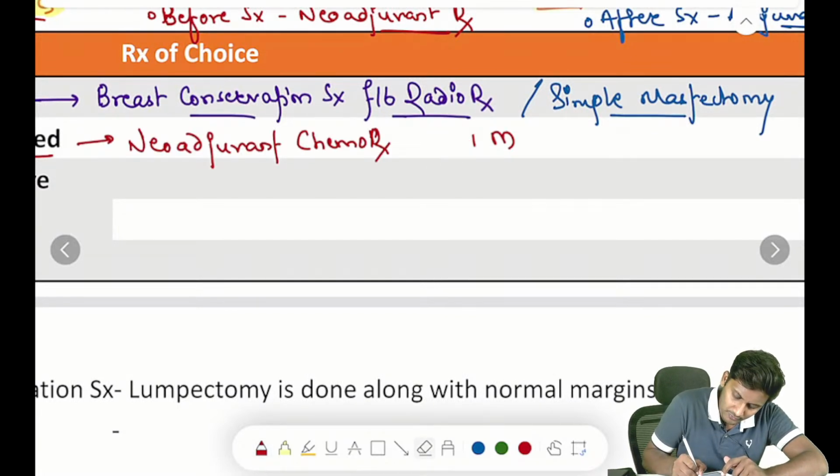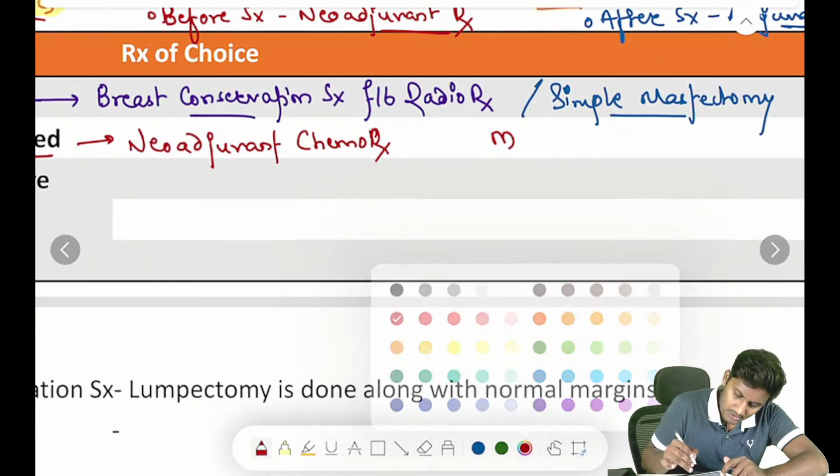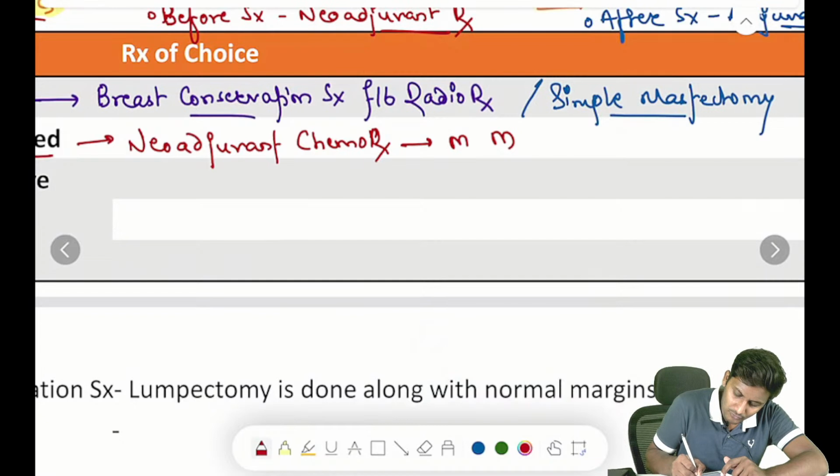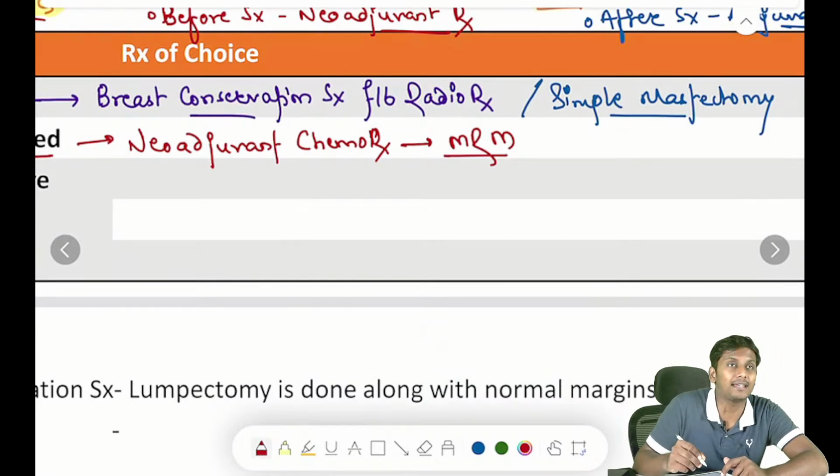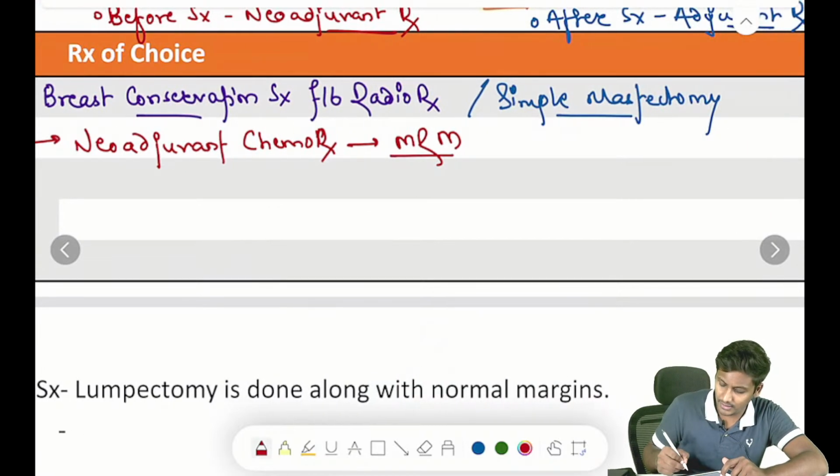You have to be aware of that fact. ठीक है? So chemotherapy के बाद we have to go for a MRM, modified radical mastectomy, and once we are done with the surgery, modified radical mastectomy, then we have to follow it up with radiotherapy again.